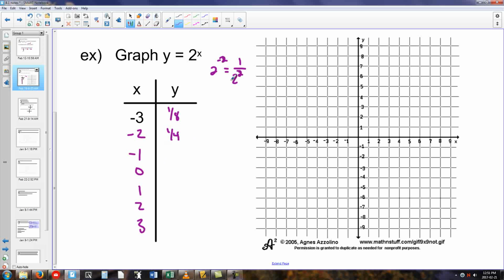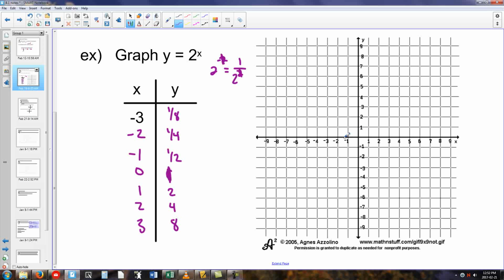Then if I put a -1, that makes it 1 over 2 to the 1st, which would be 1/2. And then anything to the 0 by definition is 1. Sorry, I was saying 0 and writing 1. I ended up writing 0, but it's a 1. And then 2 to the 1st, of course, is 2. 2 to the 2nd is 4. And 2 to the 3rd is 8.